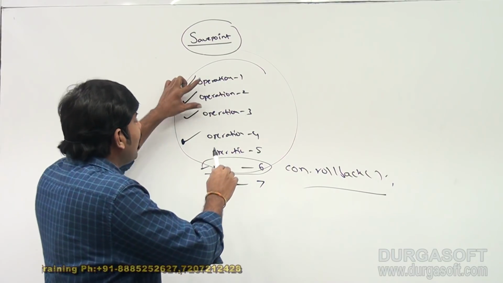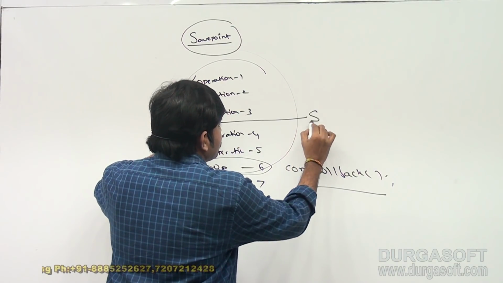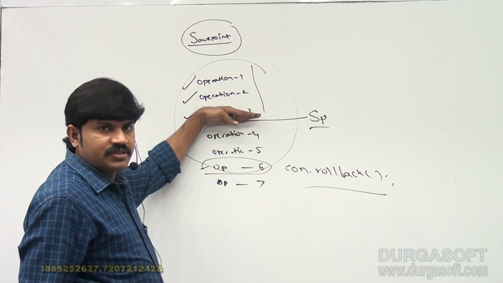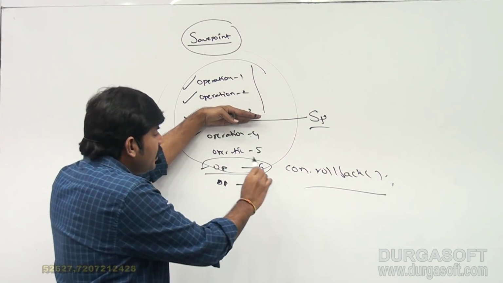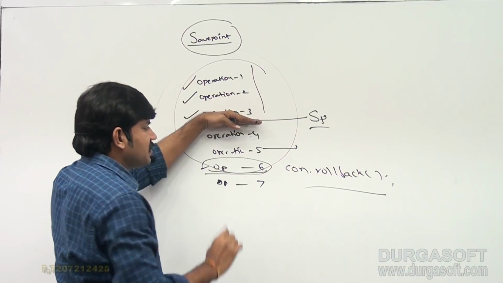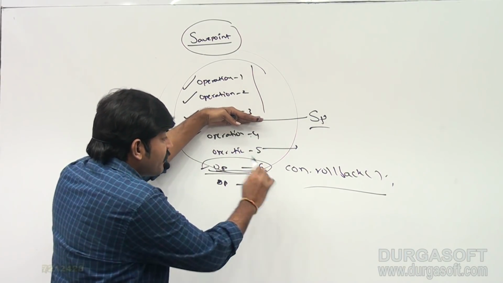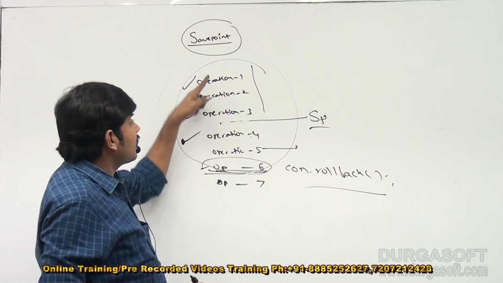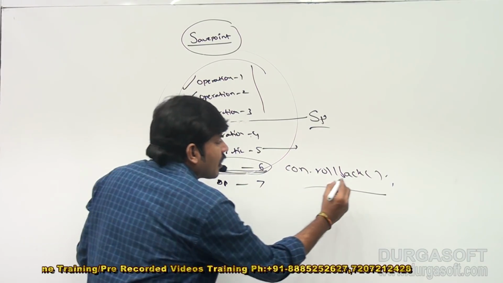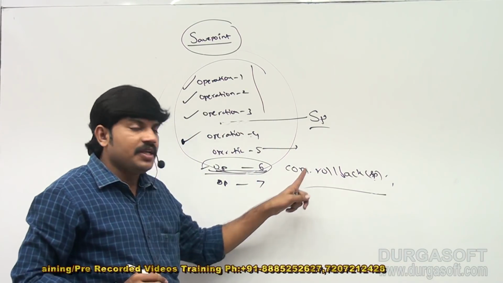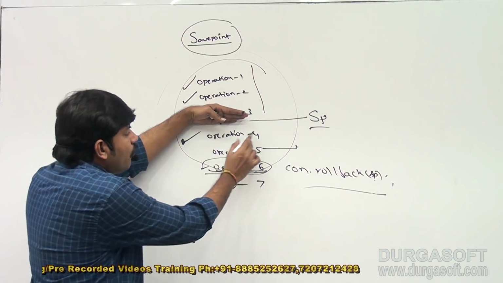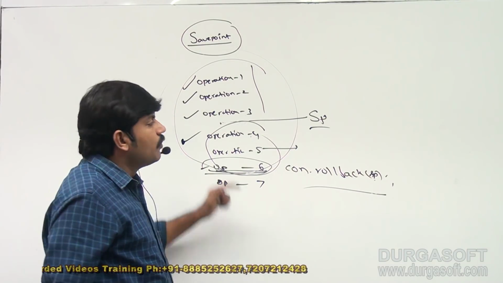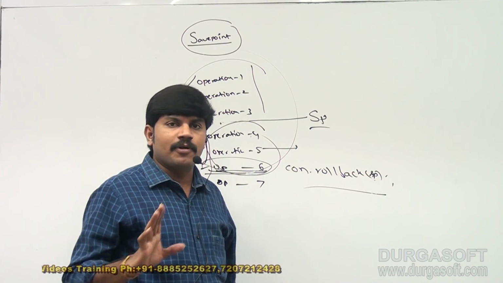What I will do is, after completing 3 operations, set a save point, so 1, 2, 3 are saved up to that point. Then 4, 5, 6, somewhere the problem is coming. I require to roll back 4, 5, 6 only, but not 1, 2, 3. So con.rollback of SP. Now 4, 5, 6 will be rolled back by default. Remember that. I hope you can understand. But 1, 2, 3 results will be safe, no problem at all.